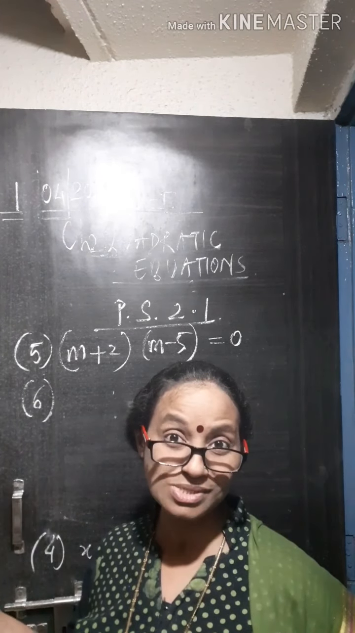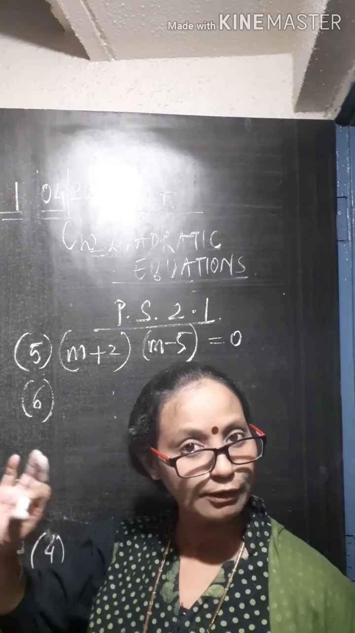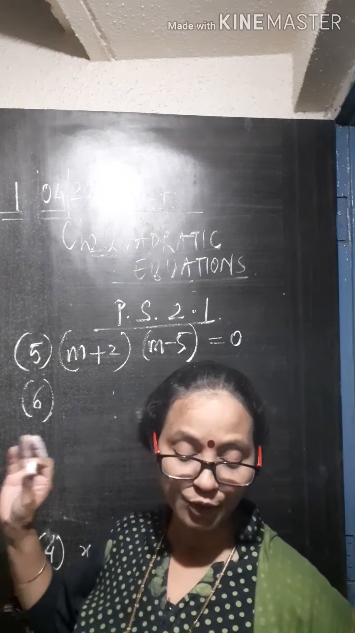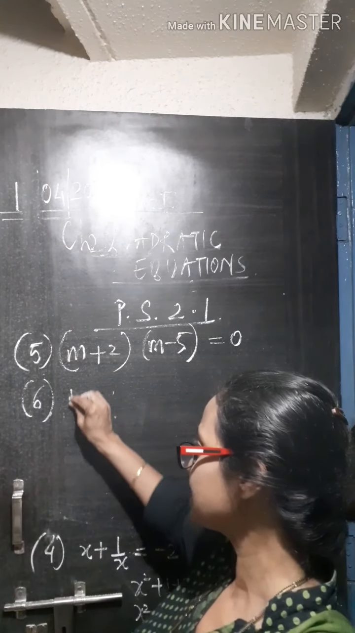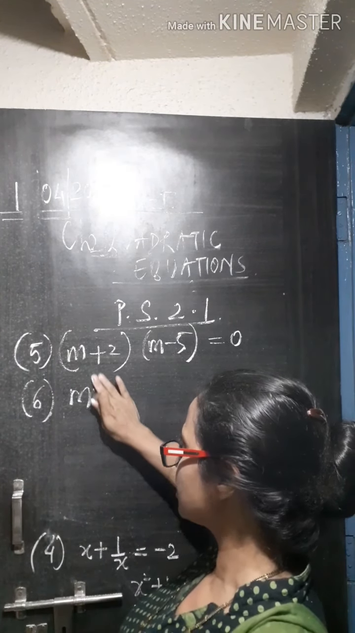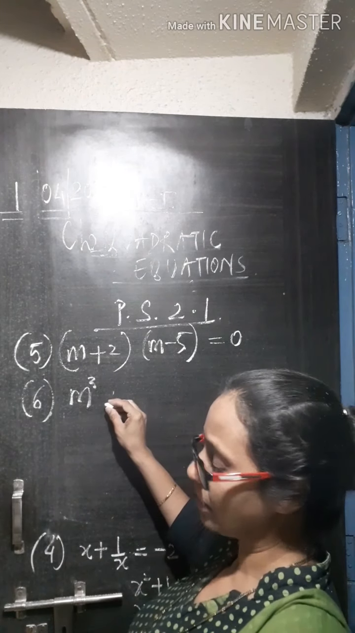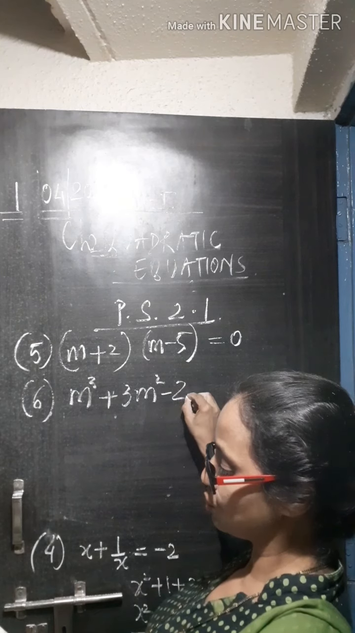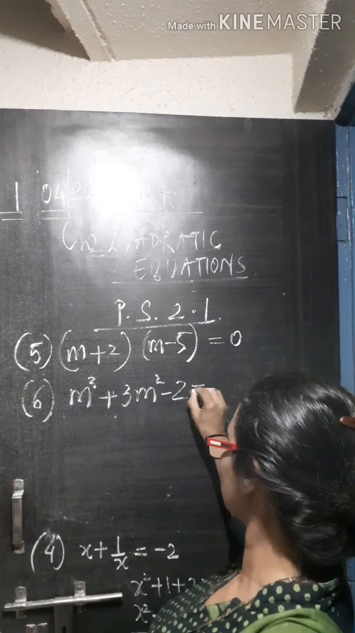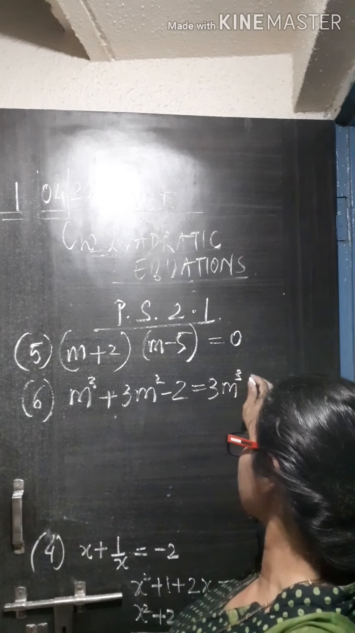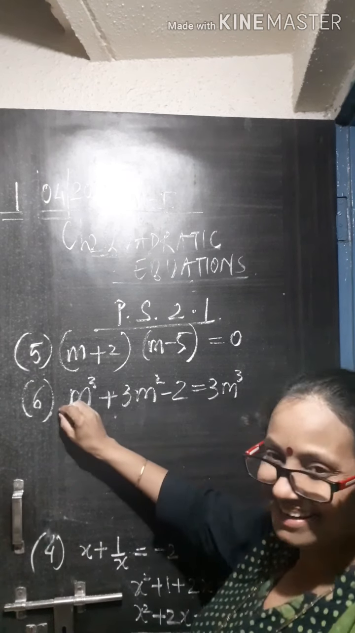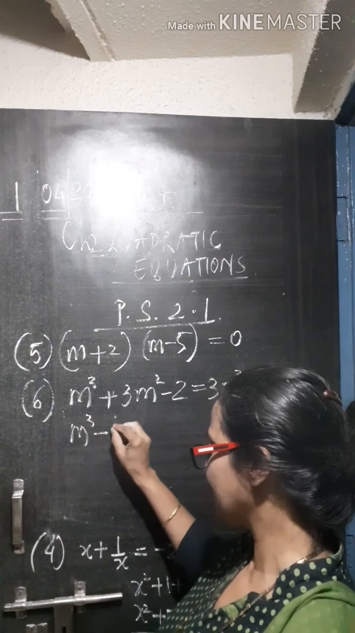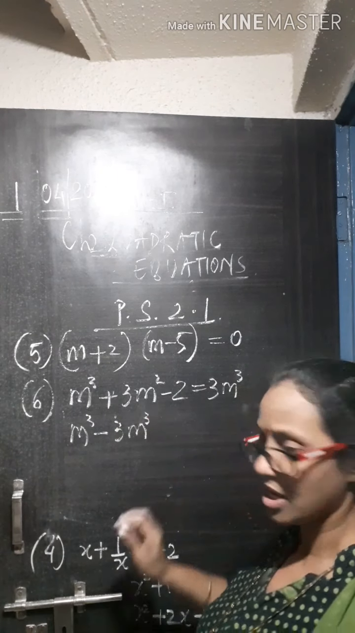And the sixth one is very obvious, there is no need to solve. Just by looking at the equation you see the highest index is 3, and therefore it is not going to be a quadratic equation, obviously. So here, whatever the question given, m cube plus 3m square minus 2 is equal to 3m cube. Since the m cube terms are there, we will just bring them together, but that does not change our answer.